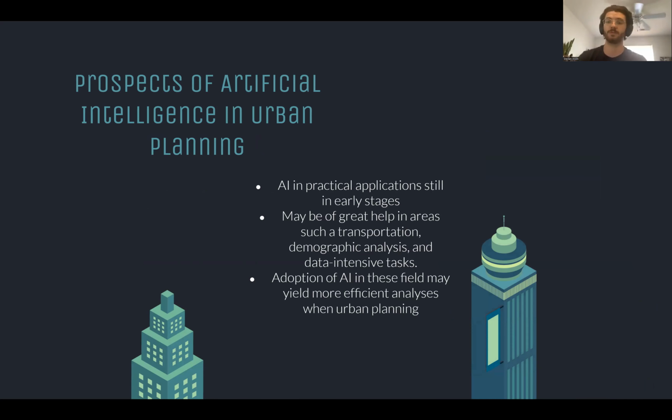Next was the prospects of artificial intelligence in urban planning. It talks about how AIs in practical applications are still in the early stages. We see things like ChatGPT and other forms of AI that are learning and becoming more prevalent in our everyday society. But we can also see how it could be great help in areas such as transportation, in demographic analysis, or data intensive tasks, taking large numbers more than any person wants to be looking at all day long and doing it in seconds, and how the adoption of this AI in fields can yield more efficient analyses when talking about urban planning, when really getting in depth with planning our cities in the future.